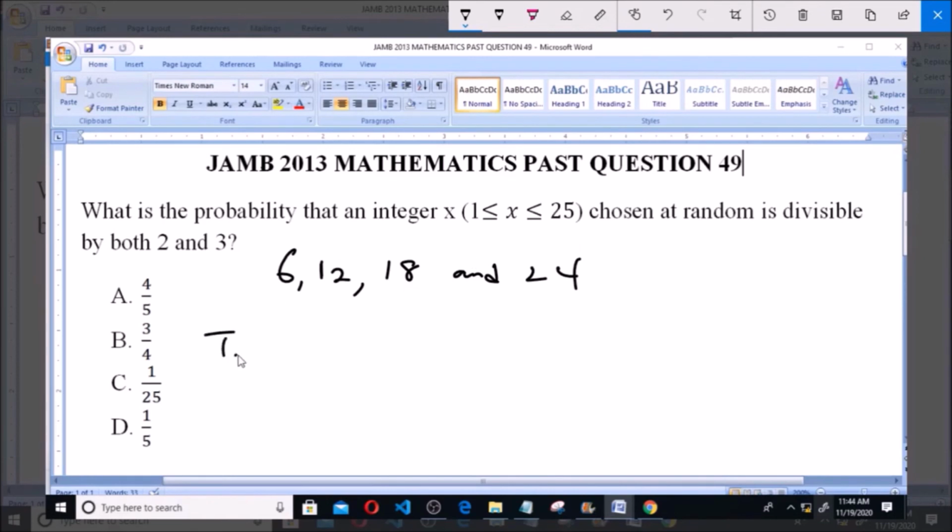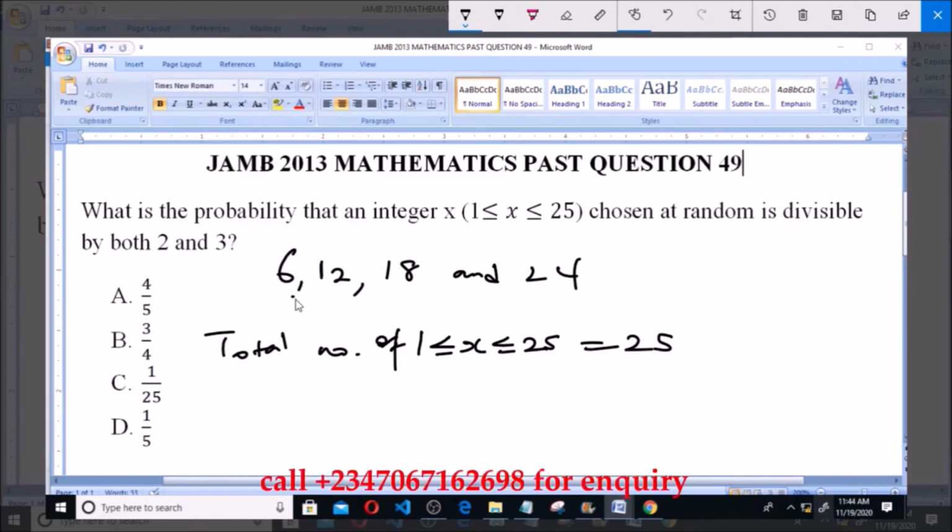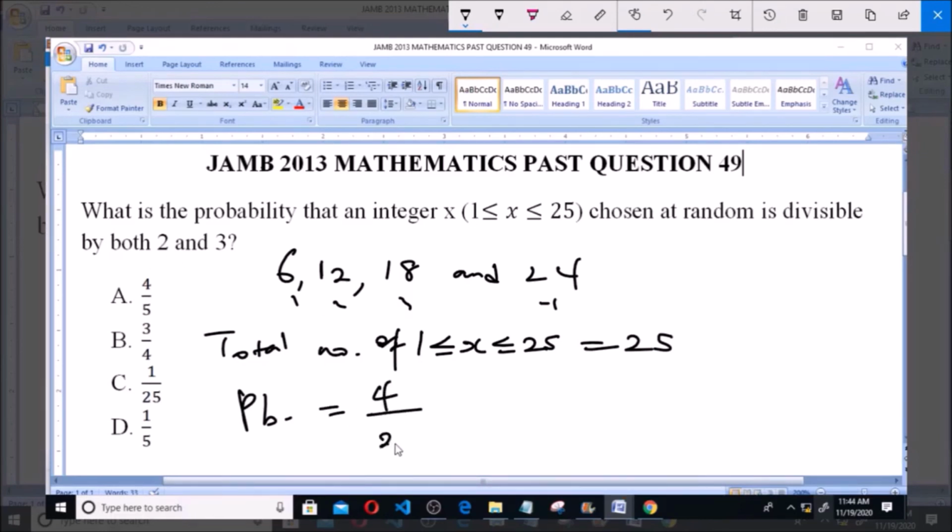Now we know that the total numbers that range from 1 is less than or equal to x, which is less than or equal to 25, is 25 numbers, and the numbers that are divisible by both 2 and 3 are 1, 2, 3, 4. So 4 numbers. So therefore, the probability that a number chosen at random is divisible by both 2 and 3 is equal to 4 over 25, and that is option A. So option A is the correct answer to this question.